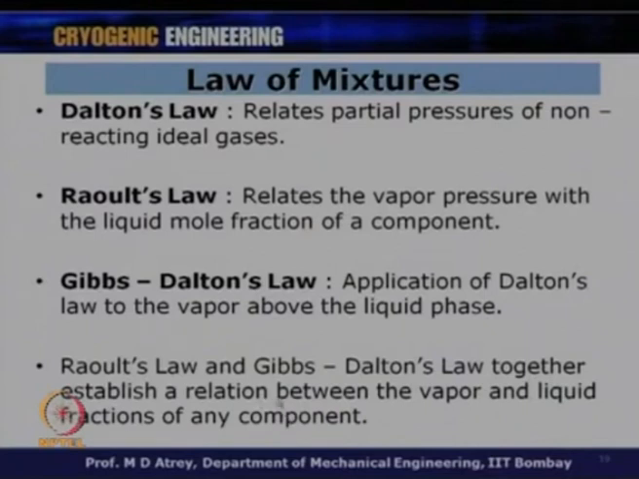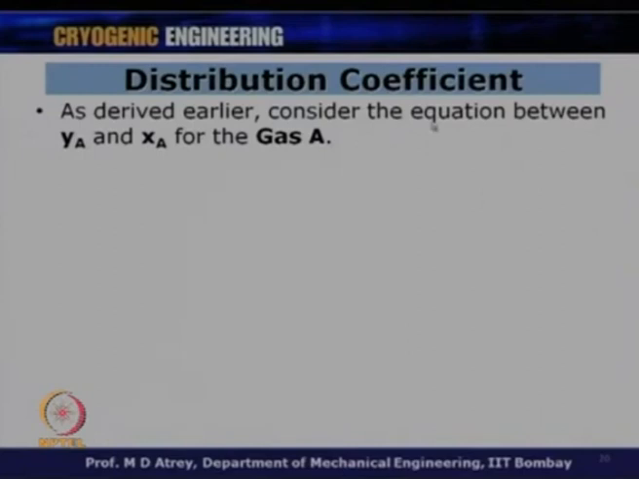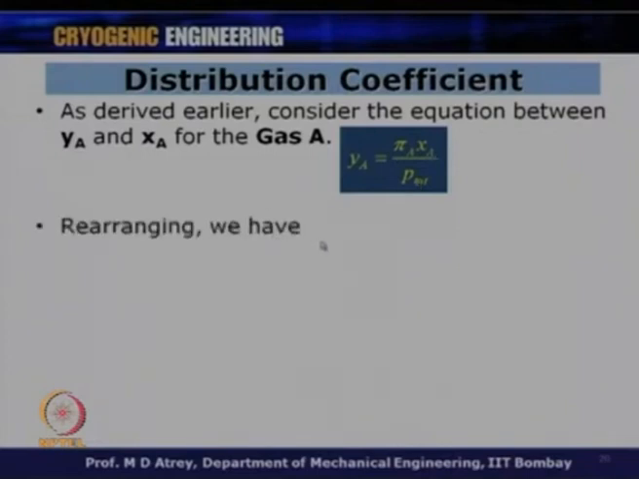Now, going ahead from here, we define some more constants which are very, very important from the mixture perspective. As derived earlier, consider the equation with Y A and X A for gas A, which is Y A is equal to pi A X A upon P total. Rearranging this, what we get is Y A upon X A is equal to pi A upon P total. What is pi A? It is the vapor pressure of component A at a given temperature T of a mixture. What is P total?